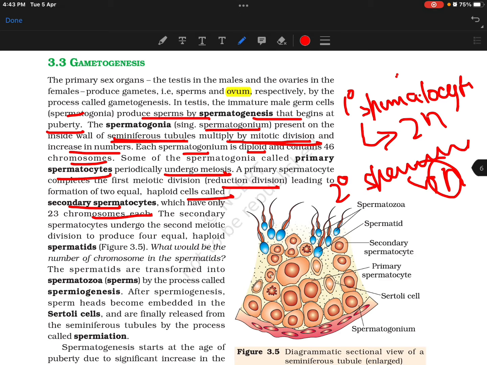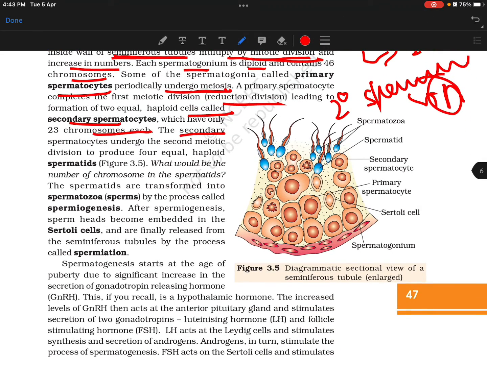The secondary spermatocyte undergoes second meiotic division to produce 4 equal haploid spermatids, and the second meiotic division is equational division. There is no reduction in the ploidy, and that's why spermatids are also haploid, and we get 4 haploid spermatids. And what would be the number of chromosomes in spermatid? As we know that it is haploid, that is 23.